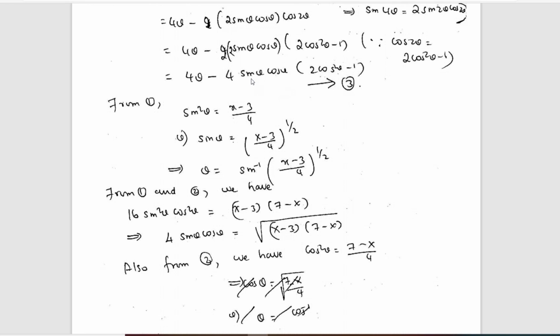How do we get the value of sine theta and cos theta? We can easily get these values from equations 1 and 2, because in equation 1 we have sine square theta. From that I can find sine theta. So this is the value of sine theta, and we can get the value of theta also from this. What is theta? The sine inverse of ((x minus 3) by 4) whole to the power 1 by 2.